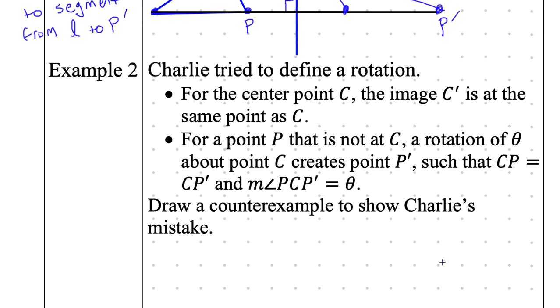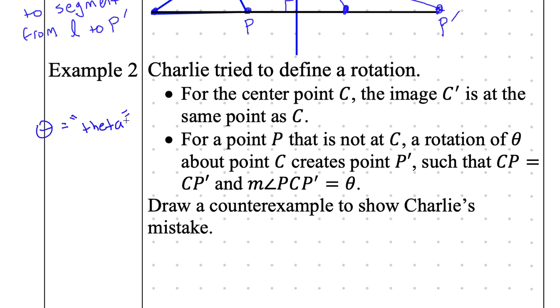Charlie tried to define a rotation. For the center point C, the image C prime is at the same point as C. For a point P that is not at C, a rotation of theta about point C creates point P prime, such that CP is equal to CP prime, and the measure of angle PCP prime is equal to theta.